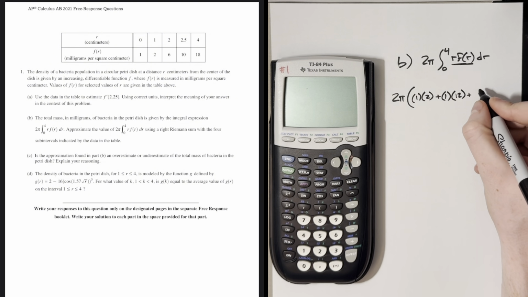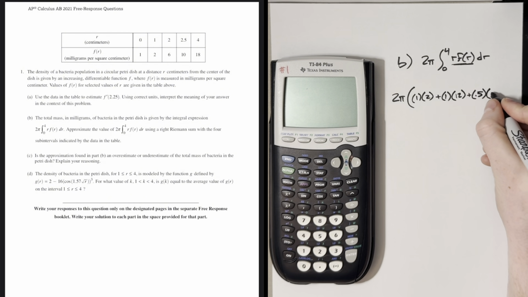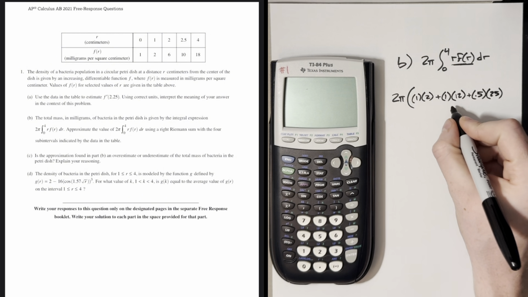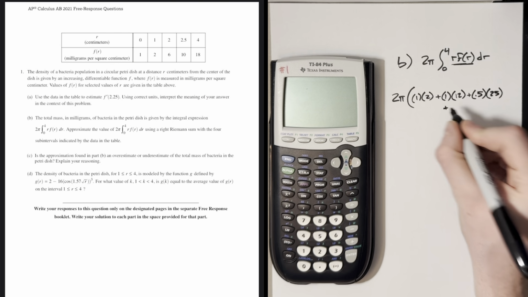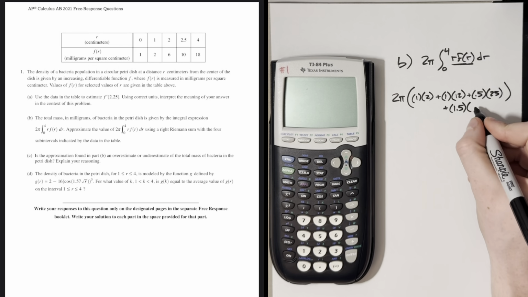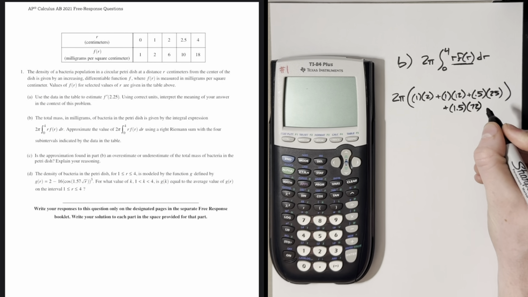Our next one, our length of the interval is 0.5. f of r is equal to 10. r is equal to 2.5. Multiply those together to get 25. And I'm out of room, so I'll just add it in right here. Our final interval has a length of 1.5. And its value is going to be 18 times 4, which is 72.